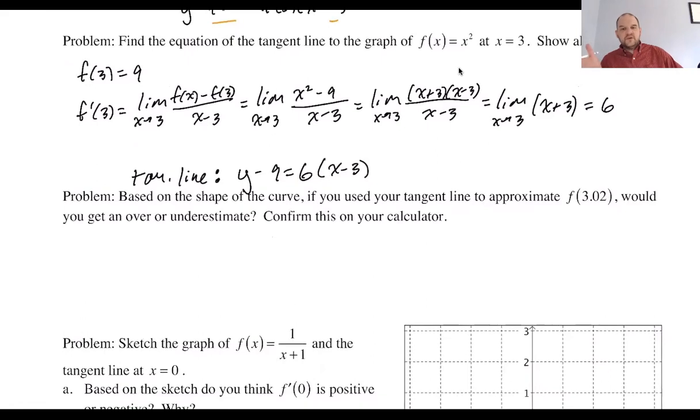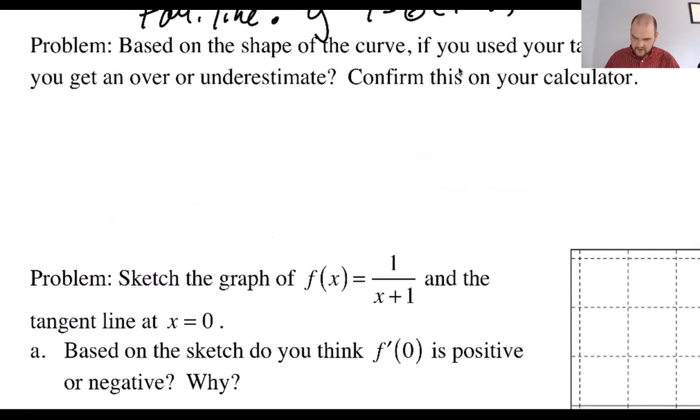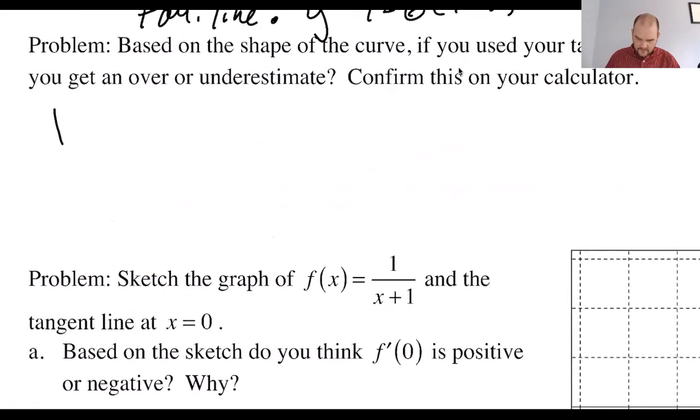Based on the shape of the curve, if you use your tangent line to approximate f of 3.02, would you get an over or under estimate? All right, let's think about this curve. So the curve is x squared. So let's draw it. All right, so this is f of x equals x squared.